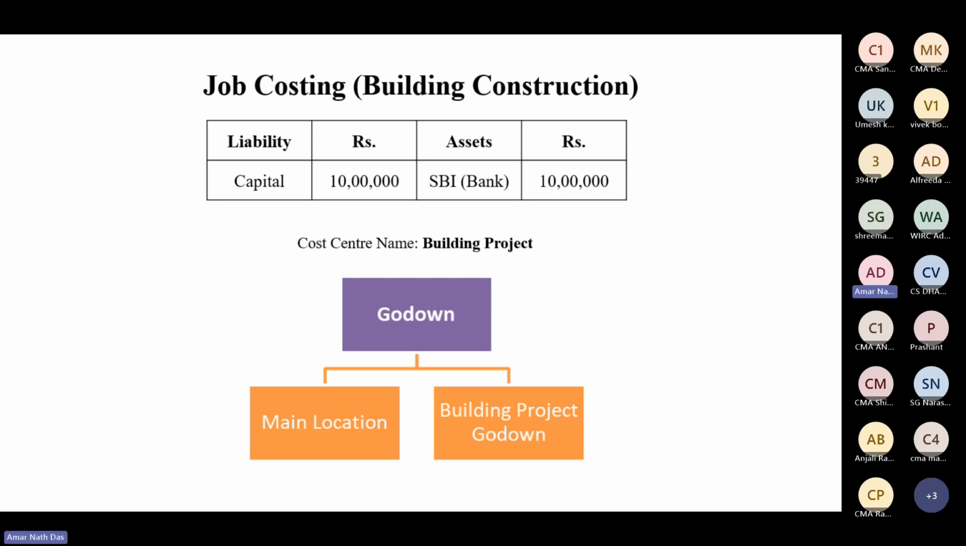So now godowns. There are two types, I mean, there are two godowns. One is the main location, where every purchase or items are kept, and the building project godown is where we transfer the items from our main location, or we may purchase directly from our supplier and transfer it to the building project godown. We will follow the question, but the concept is there are two godowns. Okay.